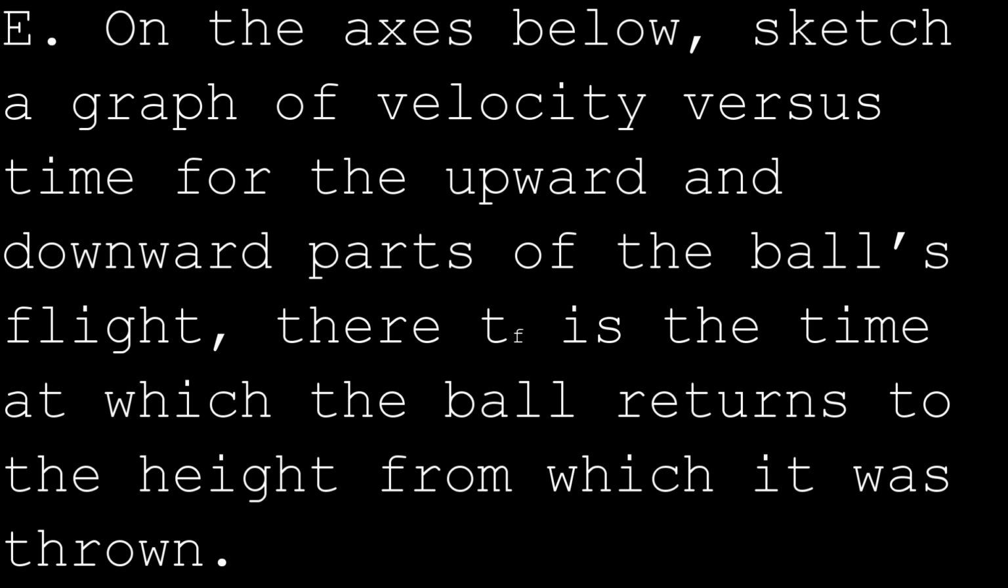And then finally we have part E. On the axis below, sketch a graph of velocity versus time for the upward and downward parts of the ball's flight, the entire motion of the ball from start to finish. There, TF, time final, is the time at which the ball returns to the height from which it was thrown. So this is essentially the end of the graph where the ball is up and then it comes back down to the person who threw it.